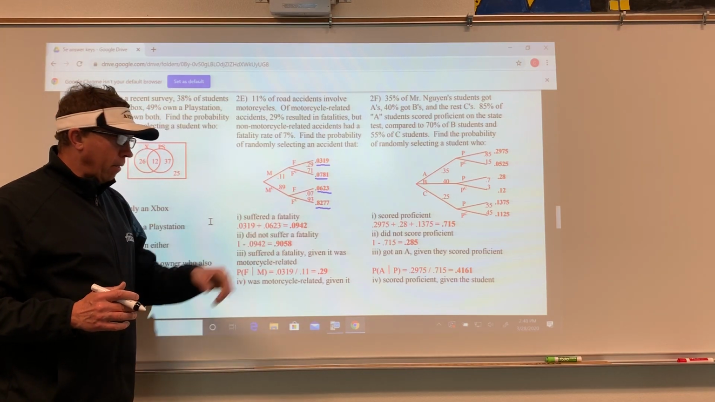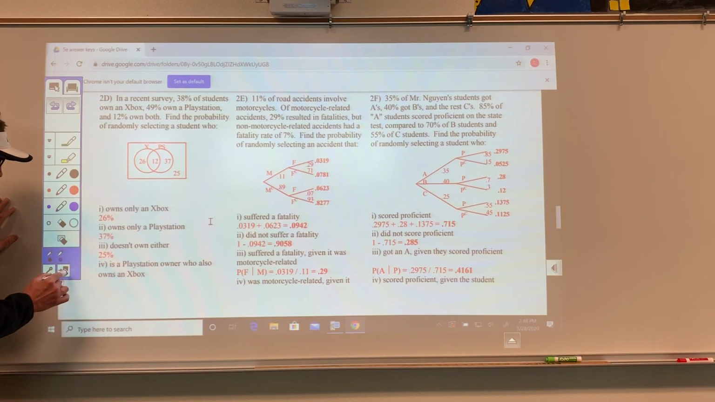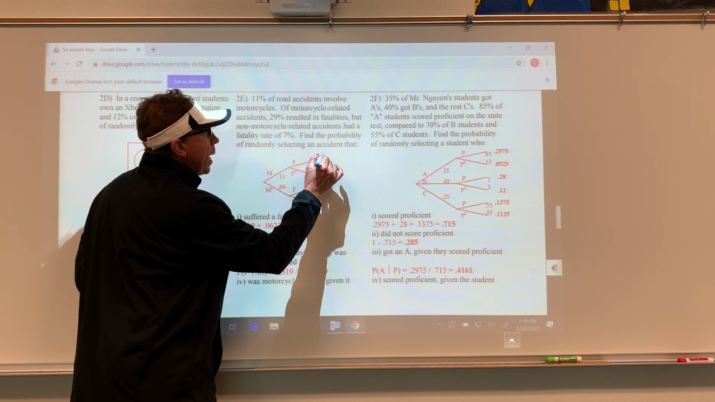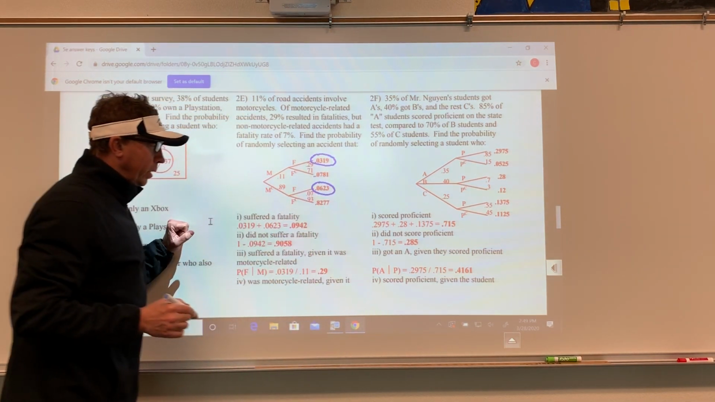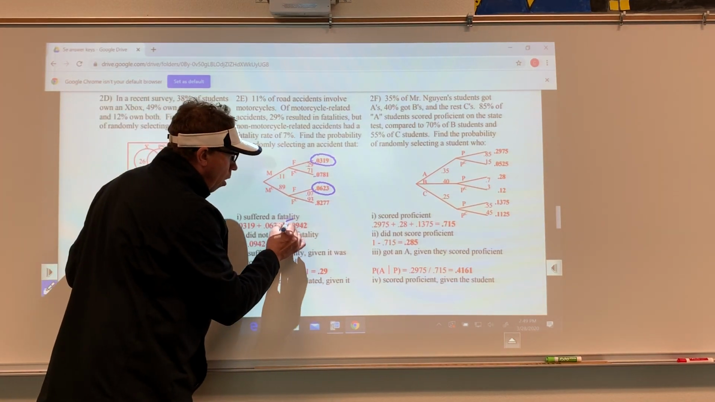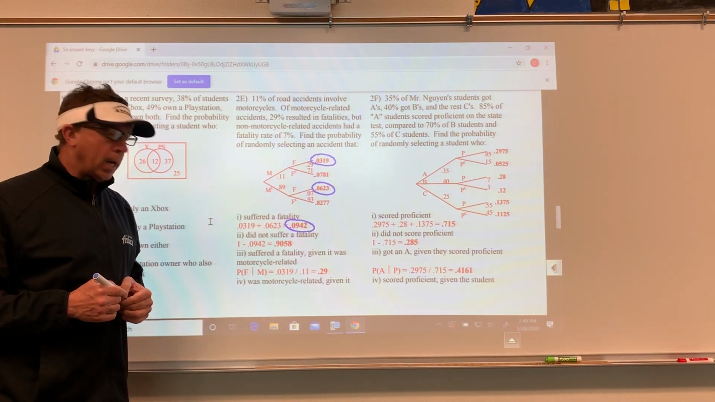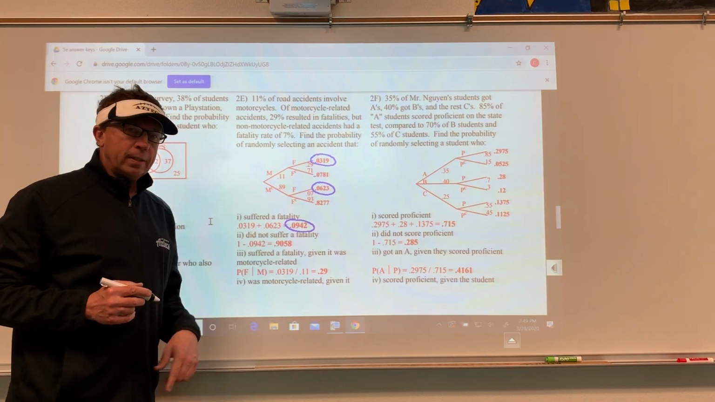Suffered a fatality. Okay, so a fatality could happen. There are two branches of fatalities. One is the motorcycle branch, and one is the non-motorcycle branch. So you want to add those two up, and that gives your overall fatality rate in an accident in general, just under 10%.